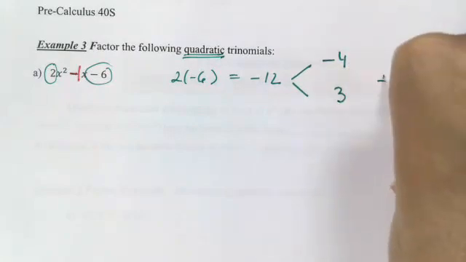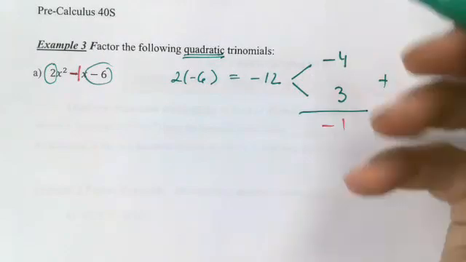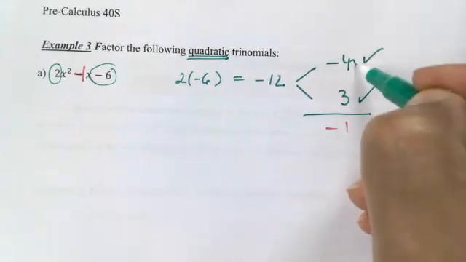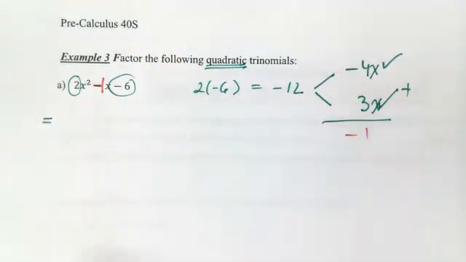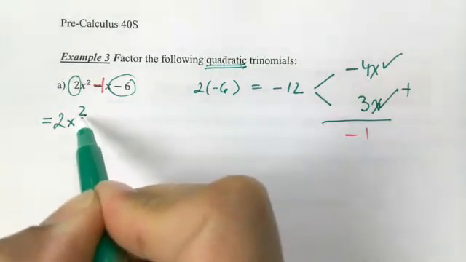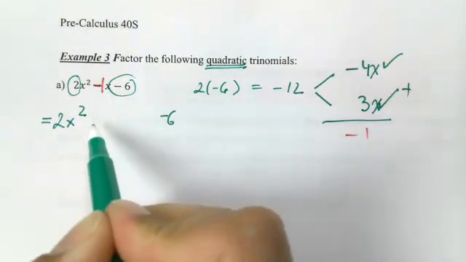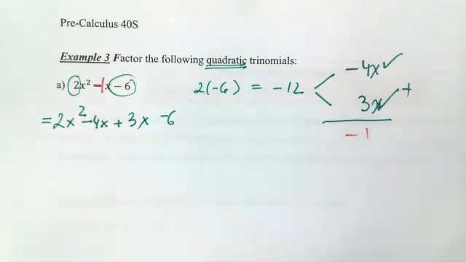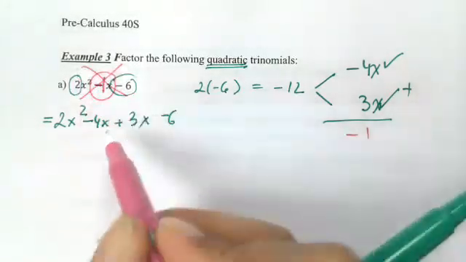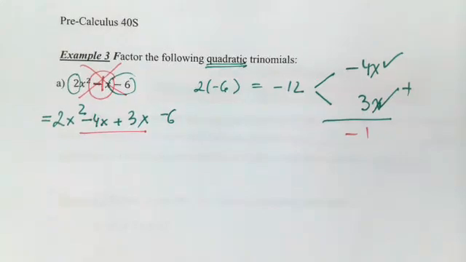-4 and 3. If I add them, do I get -1? Yes, okay. So these are it. And you're going to use them with an x beside them to split up the middle term. So I could just put equal here. 2x squared stays, -6 also stays. So instead of writing -1x, you're going to write -4x plus 3x. So you don't write this term anymore. We'll just rewrite it like that. It's the same thing. It's like the like terms we learned last class, but backwards.